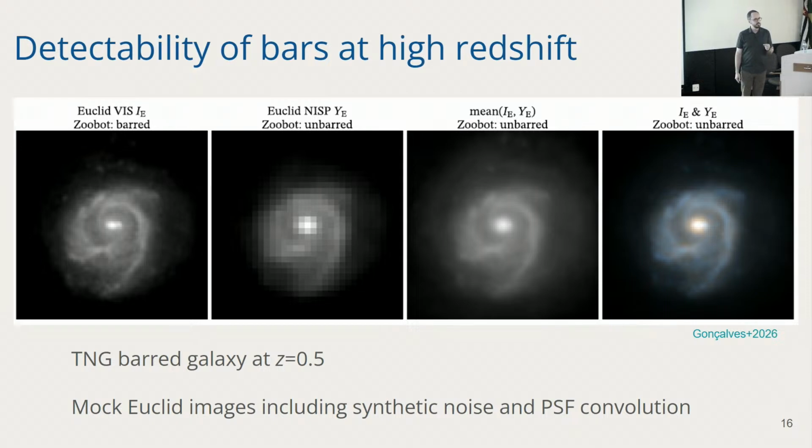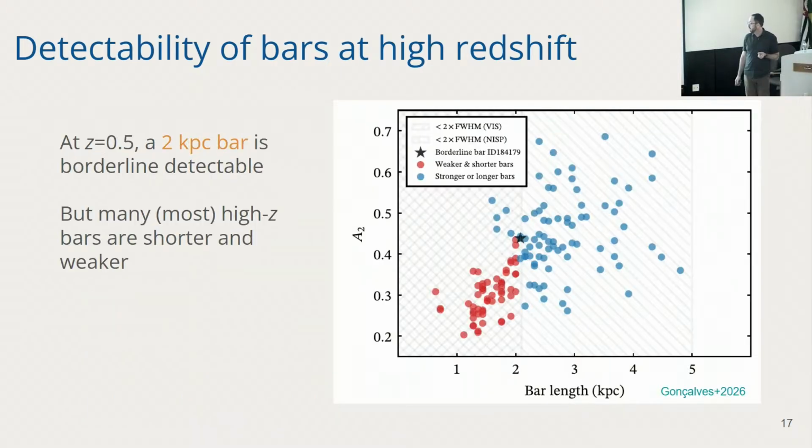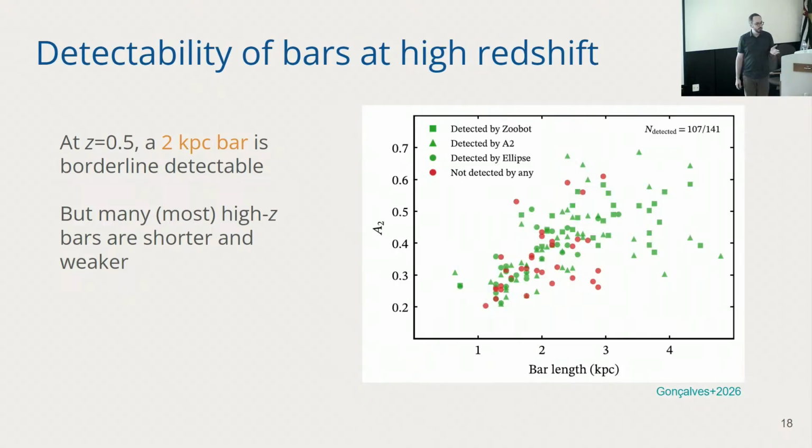What is important here is that this is a 2 kiloparsec bar, and at high redshift, most of the bars will be shorter and weaker than this case study that we chose to analyze here. So this is a plot of bar strength as a function of bar length. The weak and shorter bars are these red dots here. This star is the example galaxy that I just showed. And so a good fraction of the bars at high redshift would not be detectable because they are too short and too weak. So that's the result so far.